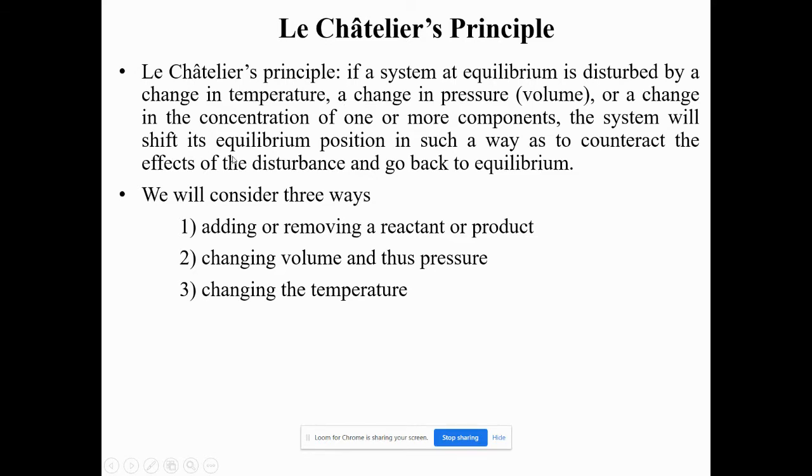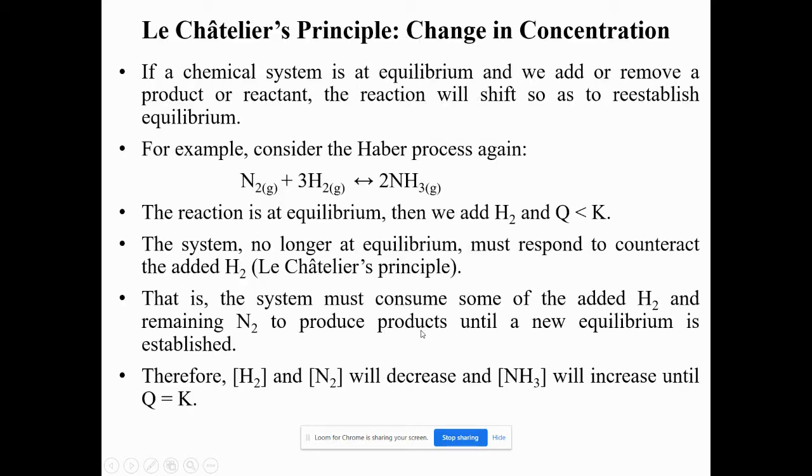Again, we're going to go into more detail about this, but basically three ways. Number one, adding or removing a reactant or a product. Number two, changing the volume and thus the pressure. And number three, changing the temperature. So first, we're going to change the concentration.